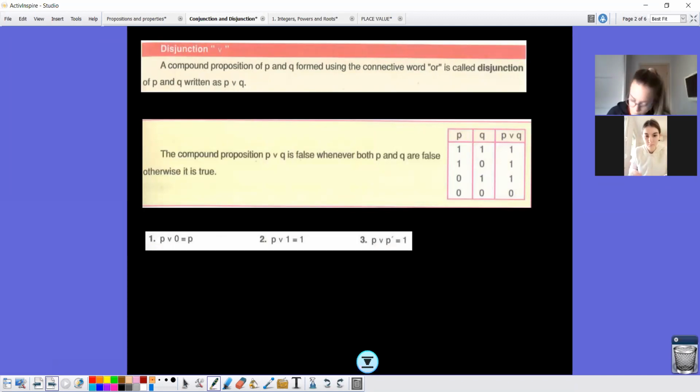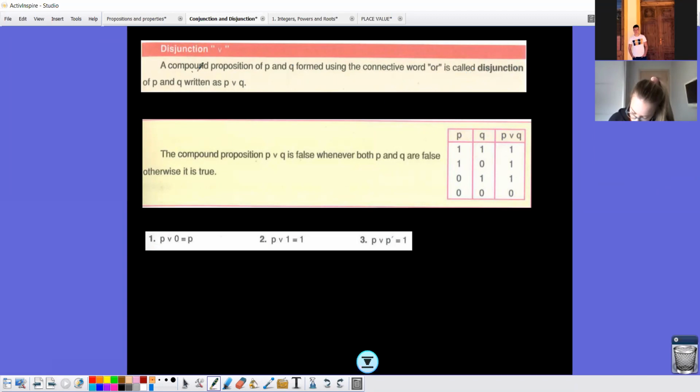Okay. And now disjunction. The compound proposition, when it's formed using the connective word or, is called disjunction, and you saw the symbol of it. Here, the truth values of disjunction are different than the and. Here, it is false when both of them are false. In other cases, it is true. Okay, it means that for one of the propositions to be true, it's enough for us to say that P or Q is true. Okay, so you have 3 cases true, only one case is false. In that case, both of them are false.